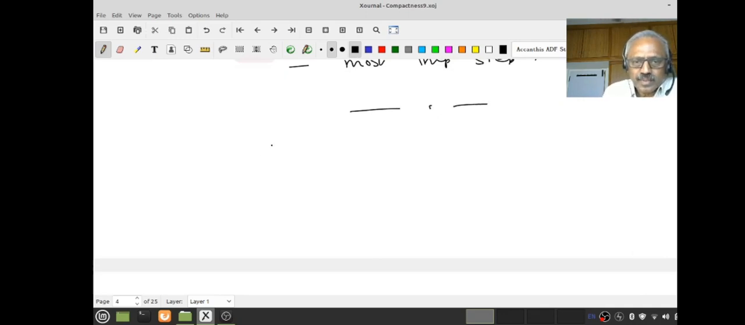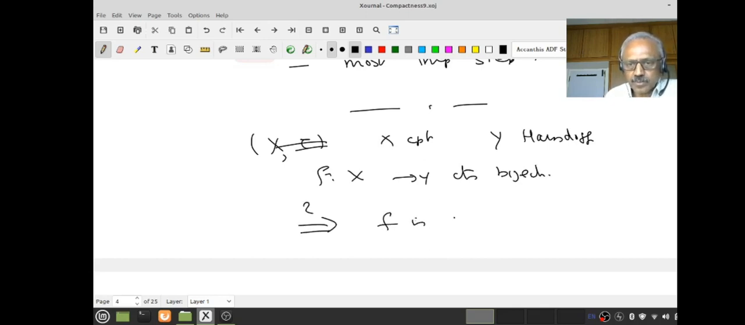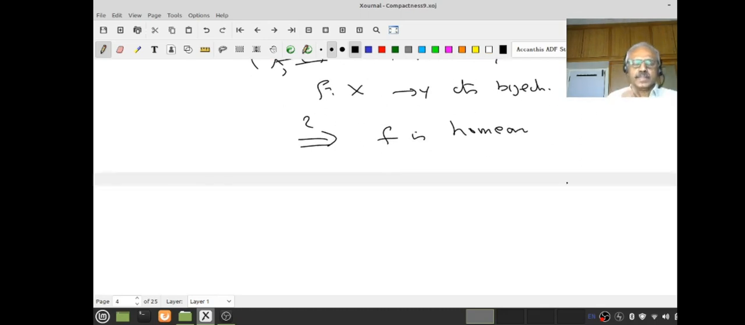So what do I have? X is compact and Y is Hausdorff, and f from X to Y a continuous bijection. I want to know whether f is a homeomorphism. So remember, when do I say a map f is a homeomorphism? f must be continuous, f must be bijective, f inverse also must be continuous.